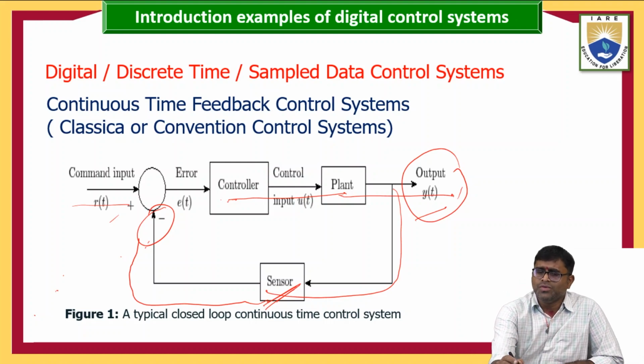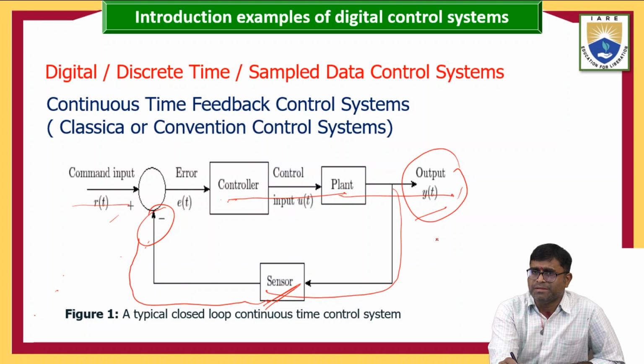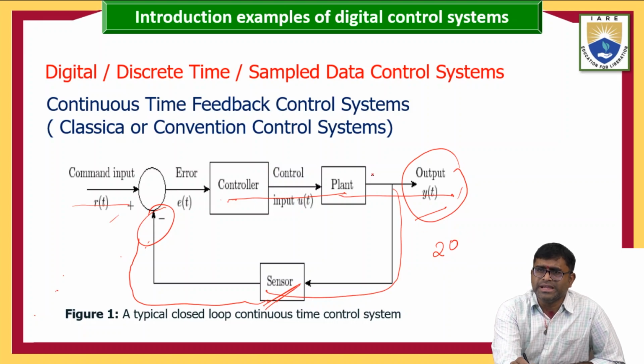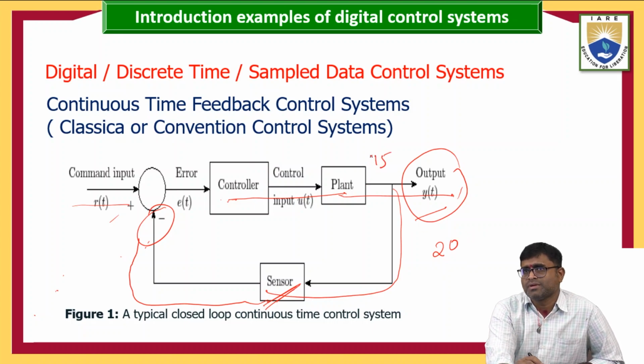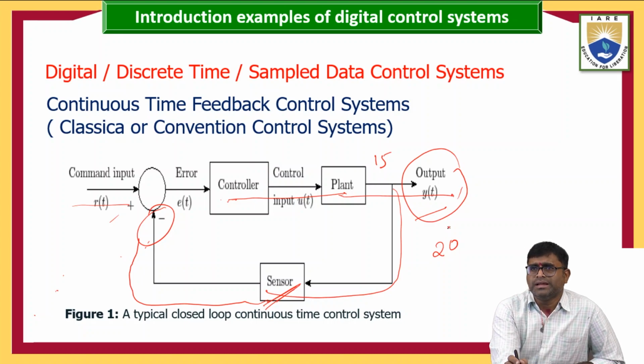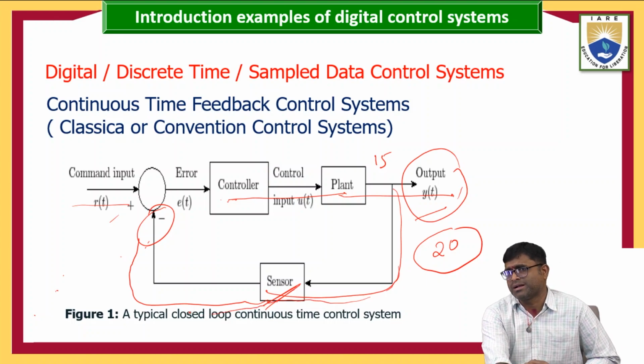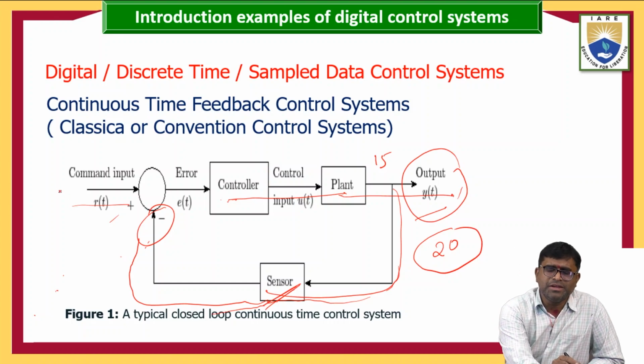That is, if after the plant the output you are getting is less than desired. For example, I am taking integer values. If you want the output to be 20 megawatts of power, but you are getting 15 megawatts of power here, then the desired output is not coming. So I am taking this 15 megawatts of power through the feedback sensor as feedback.